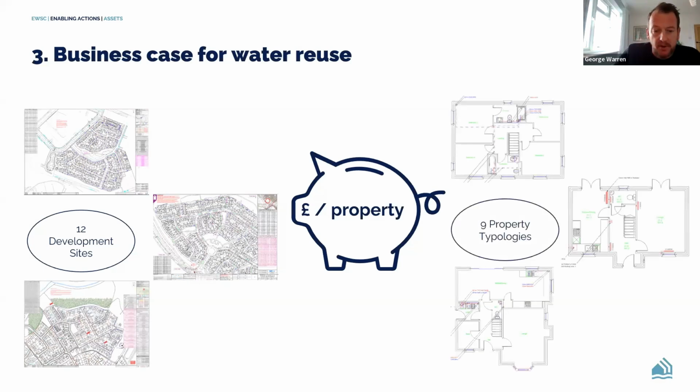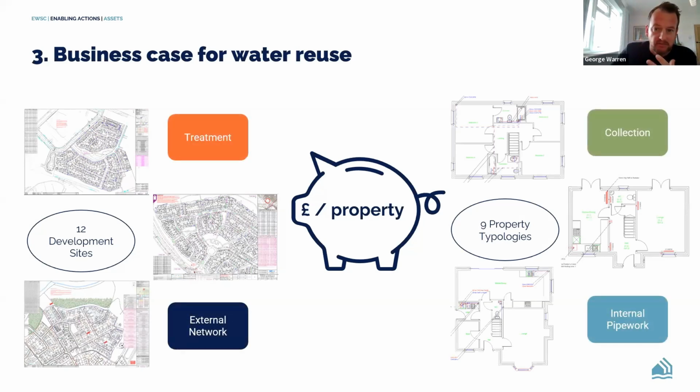We took 9 property typologies ranging from 1-bedroom apartments up to 5-bedroom detached houses, and looked at the internal plumbing of those. So we looked at treatment, collection, external network, and internal pipework, and tried to gather costs. Now, we can do that alone.